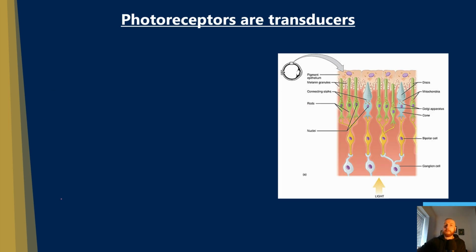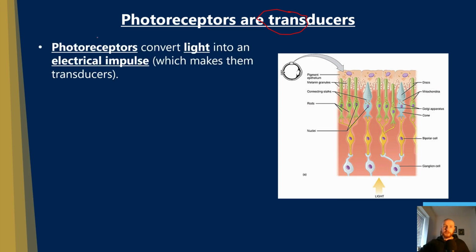So let's talk a little bit more about photoreceptors. Now, photoreceptors are transducers. Now, trans means to change or to move, okay? So a transducer is going to change light energy into electrical energy in this case. So a transducer changes something from one form into another. Now, photoreceptors convert light into an electrical impulse, which, as I've just said, makes them a transducer.